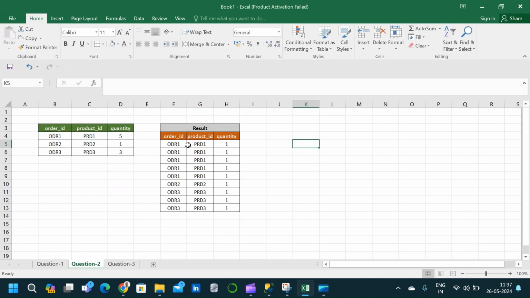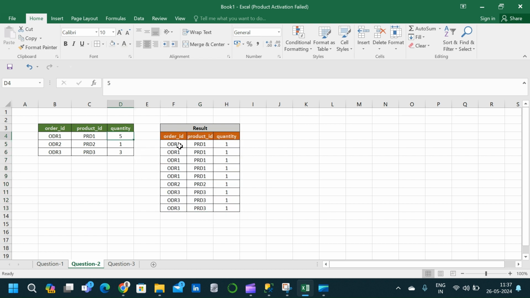Now going to the input table, we can see that we have an order table which has got three columns: order ID, product ID, and quantity. We have to ungroup this table such that we get a result where we ungroup this input table into unit level records, that is, single unit level records. So here, for example, corresponding to order 1, product 1, we have 5 quantity.